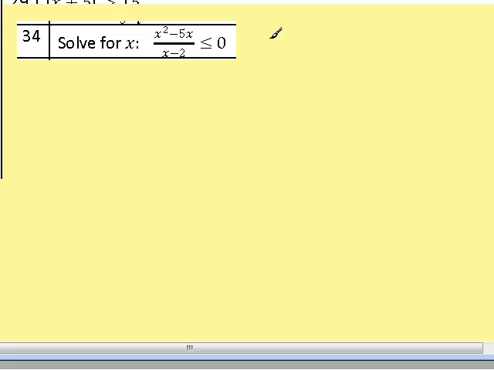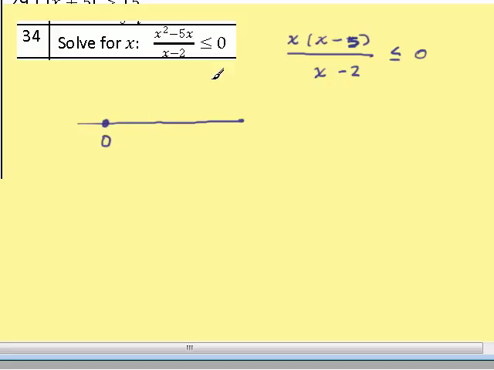In number 34, we have a rational inequality. Let's factor the numerator. So we'll just pull out an x. We have x minus 5 in the numerator. In the denominator, x minus 2, less than or equal to 0. We're going to put the zeros, or the roots, of the numerator and denominator on the number line. So we have 0 for this factor. For this factor we have 5, and for this one we have 2.